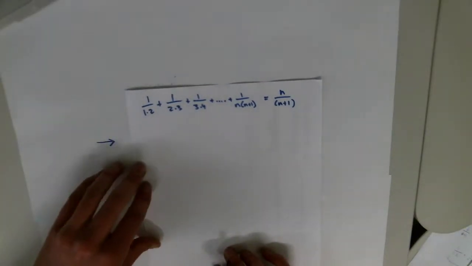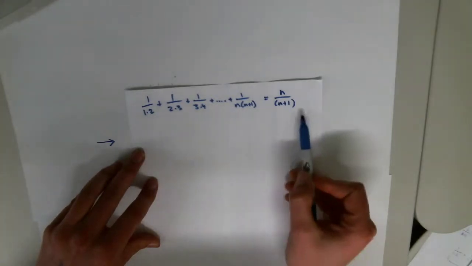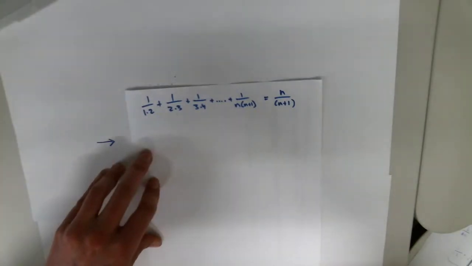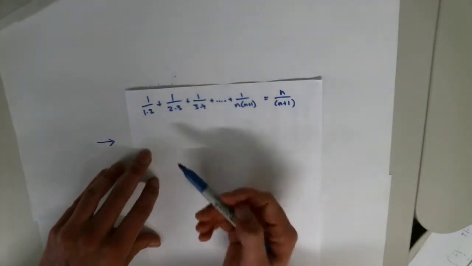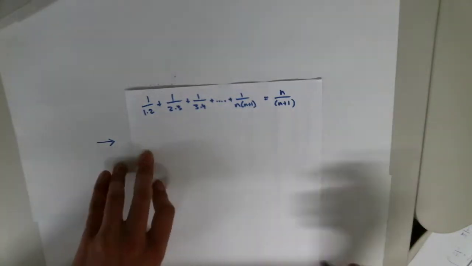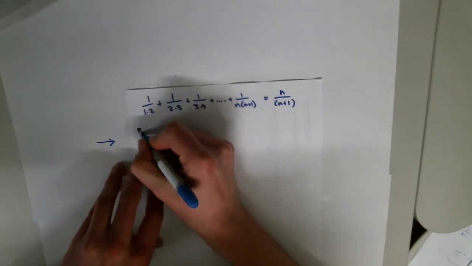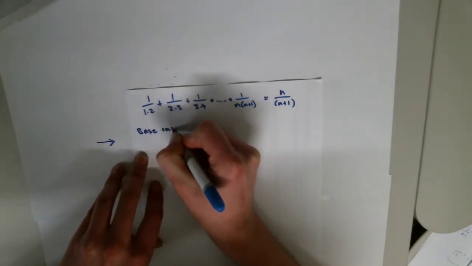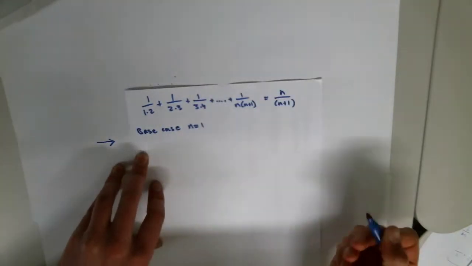Okay, for our next inductive proof problem, we've been asked to show this is true via induction, so that the sum of all of these terms here is equal to n over n plus 1. As with all inductive proofs, we're going to start off with our base case, and in this case we're going to let n equal 1 and show that that is true.